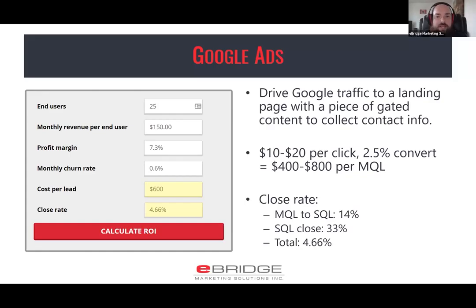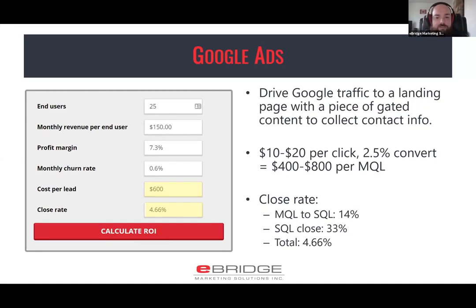So for Google Ads, to get people to that landing page, you pay probably about $10 to $20 per click in this industry. And a reasonable conversion rate to get somebody to disclose their contact information and become an MQL is about 2.5%. Maybe a little bit higher than that, but for our purposes, 2.5% will work. And so that backs out to your cost per MQL being $400 to $800. And I'm going to take the midpoint for our calculation of $600 on the left-hand side.